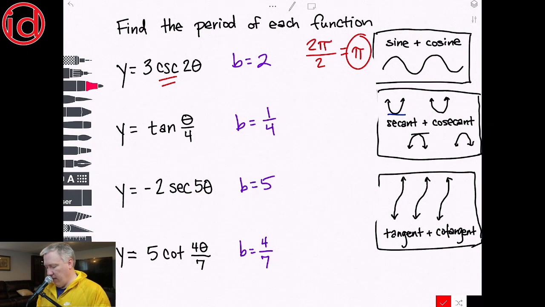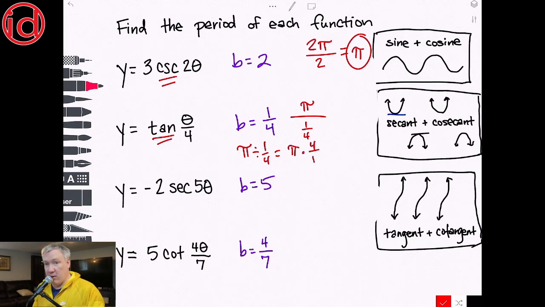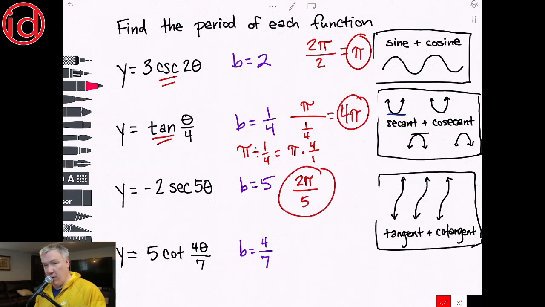Over here I have tangent. So I'm going to do pi divided by 1/4. And pi divided by 1/4 is the same as pi times the reciprocal of that, or just times 4. So this is equal to 4 pi. There we go, so there's the one for tangent. All right, now we do it for secant. Again, it is 2 pi for secant, divided by b, which here is 5. I can't reduce that, so I'm done.